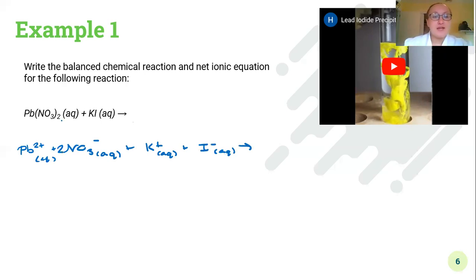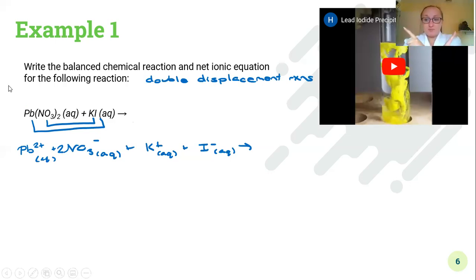Now, I know that my cations and anions can switch partners. Because of this, precipitation reactions are commonly called double displacement reactions because both partners are displaced. Or if you're corny like Ms. Beglin, you're going to call it a square dance reaction, because they switch partners like in a square dance.